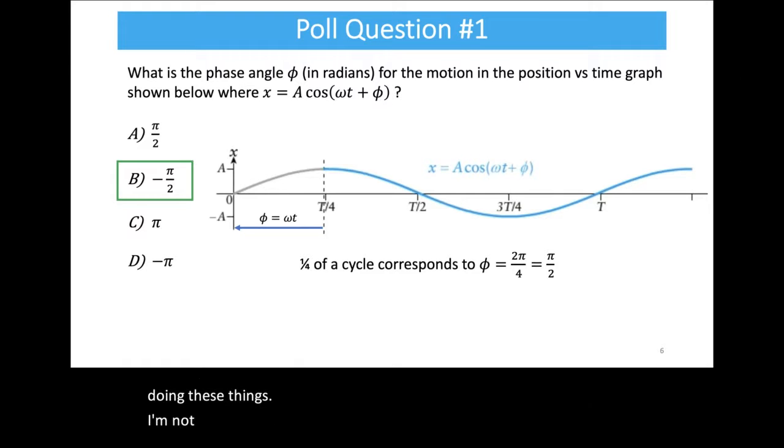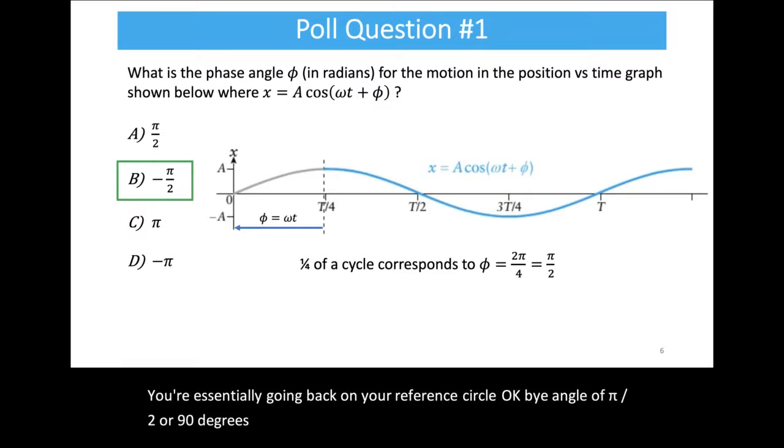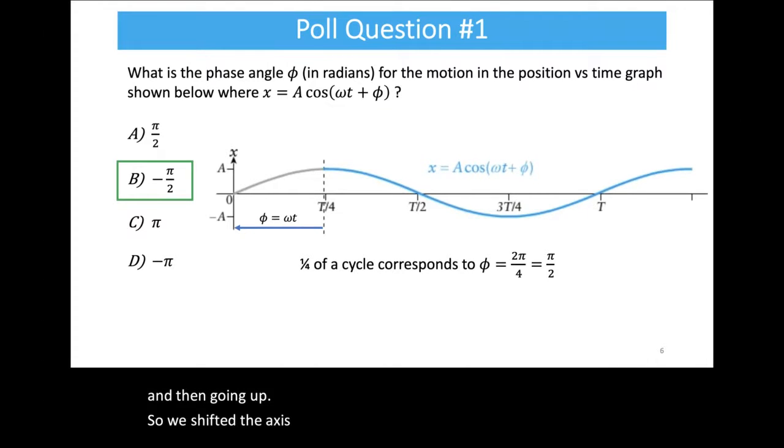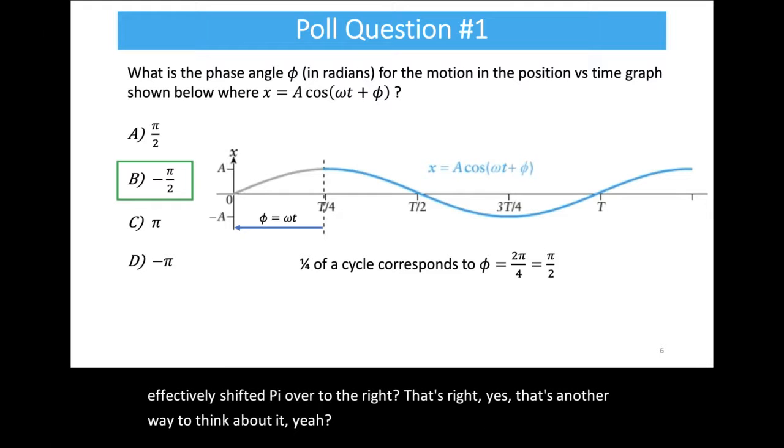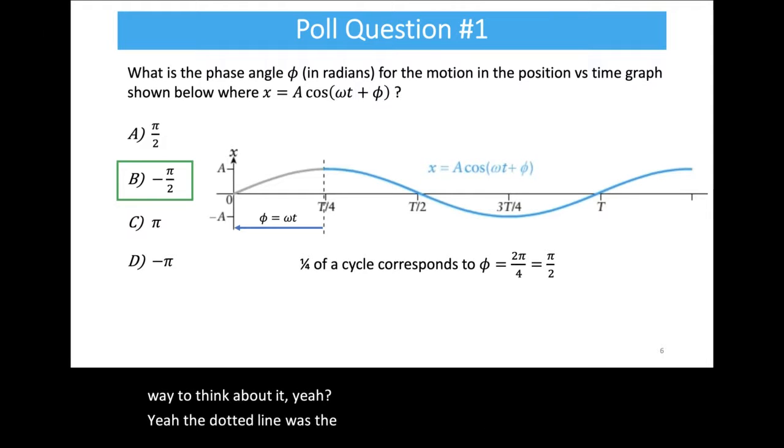I'm not sure what you mean by the distance from x equals 0 is counted backwards. You're essentially going back on your reference circle, okay, by an angle of pi over 2 or 90 degrees. So you're starting at the bottom of your reference circle and then going up. So we shifted the axis on the function pi over 2. Right, so the whole function effectively shifted pi over 2 to the right. That's right, yes, that's another way to think about it. Yeah, the dotted line was the original axis.